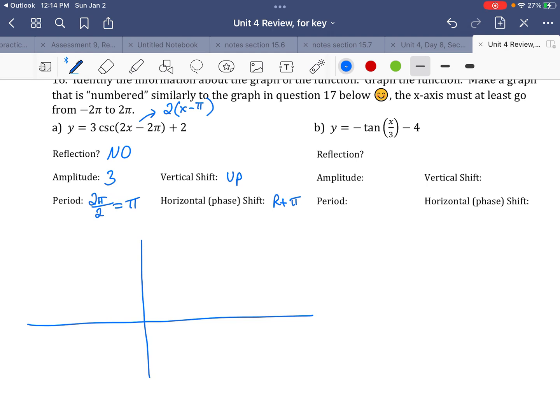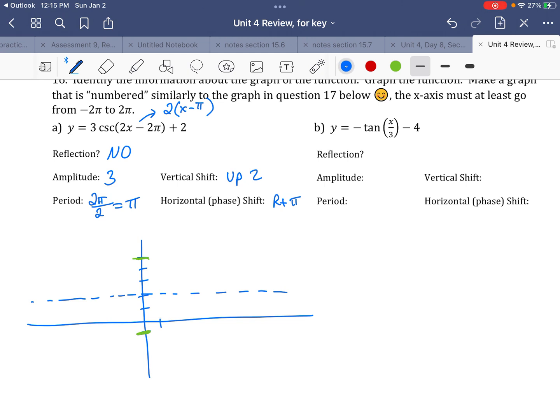Amplitude is 3 and we went up 2. So up 2 is my center, my new center. I'm going to go 3 up and 3 down. So 2, 3, 4, 5, that's my spot there. 1, 2, 3, right here. So right here and right here are my lows and my highs. But remember, this is cosecant, so they're going to be like parabolas up here and parabolas down there. I do expect this to be squished in more together.